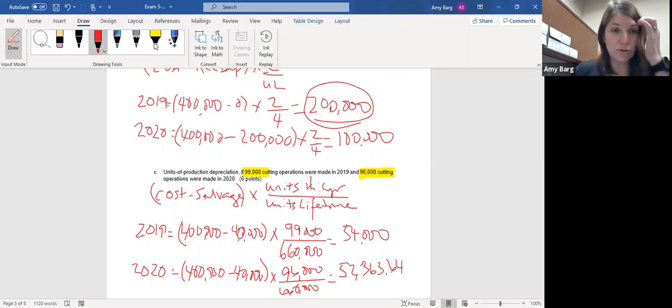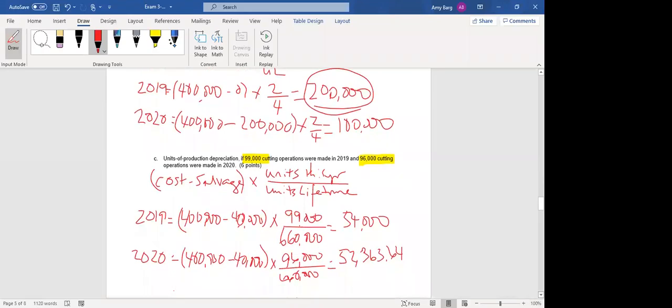So that's how you do those 3 different kinds of depreciation problems. Are there any questions about that? Is there anything I can clear up for you there? We all good? So can you just explain the units of production again, like what you have to do? I'm a little confused by that one.